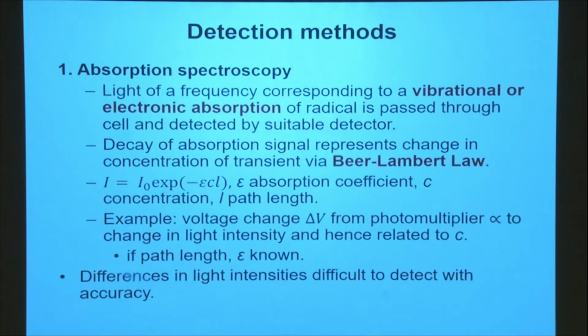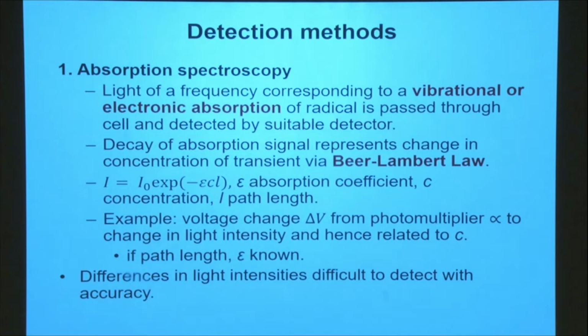So in absorption spectroscopy, light of a frequency corresponding to vibrational or electronic absorption of the radical is passed through the cell, and then we watch the decay of that absorption signal. So the Lambert Law, I'm sure you've met that before, says the signal is related to the incident radiation times the exponential of the absorption coefficient multiplied by the concentration and then the path length. Okay, so we need to monitor voltage change from a photomultiplier and relate that to the light intensity and hence back out the concentration.